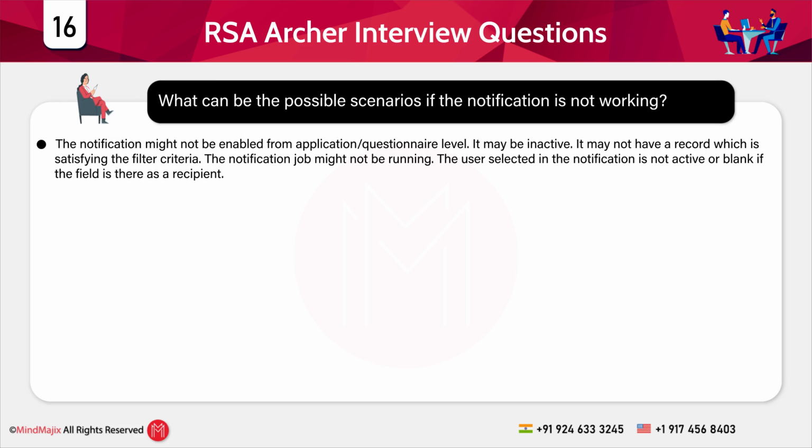The notification job might not be running. From the server side, the job might not be running or not working properly. You need to restart the job, or you need to run the job. If you have access to the control panel, well and good. If you do not, you need to go to the concerned person and ask them to check it. If it's not enabled or not running, then that person has to run the job. Sometimes this also happens that the user selected in the recipients is locked or inactive. Or maybe if you have selected a field instead of a user or a group, that field does not have any recipient to which the notification will go. So these are the possible scenarios while troubleshooting a notification.